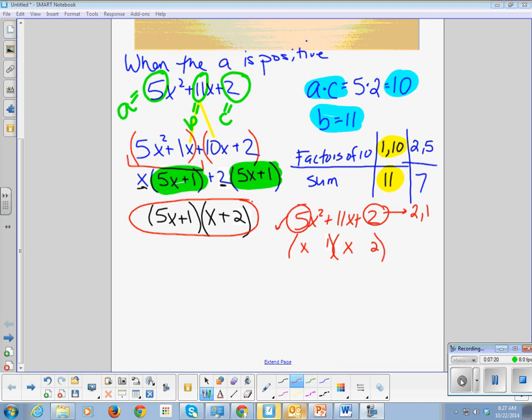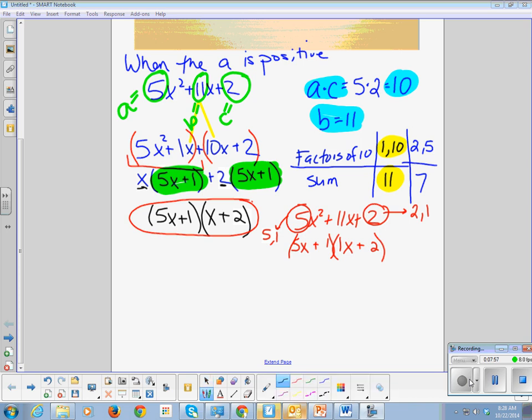What are the factors of 5? 1 and 5. Yay, this is a pretty easy problem. So the only factors of 5 I have are 1 and 5. And everything here is positive, so I know I'm going to have plus signs. The only thing I don't know is, does 5 go here and 1 go here, or switch it. So once you have your factors, then you're just plugging them in.